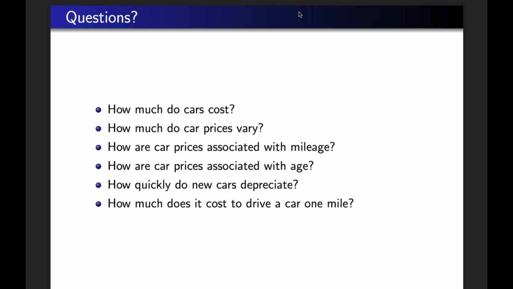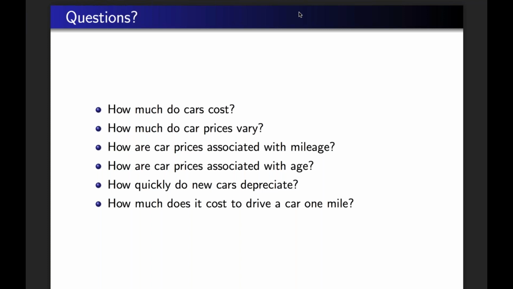We can start asking other questions. Are those car prices associated with mileage? And so we start looking at some bivariate relationships. How do car prices change with age? And then this bigger question, and kind of the take-home message from this activity, is how quickly do new cars depreciate, and how much would it cost to drive a car 1 mile?